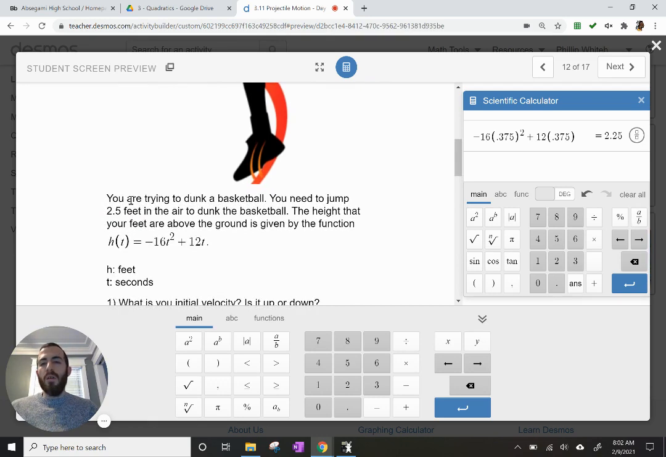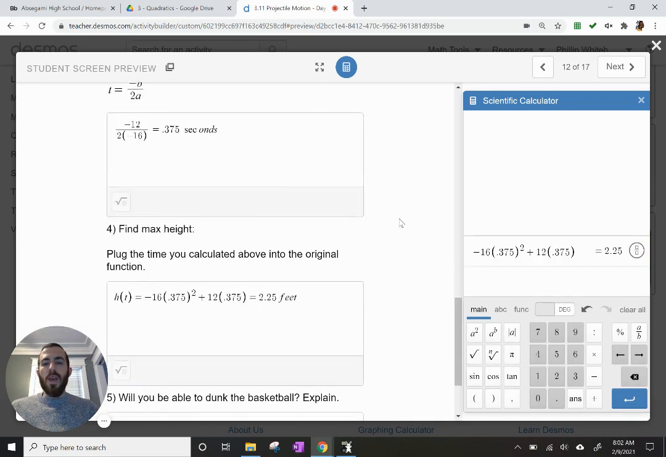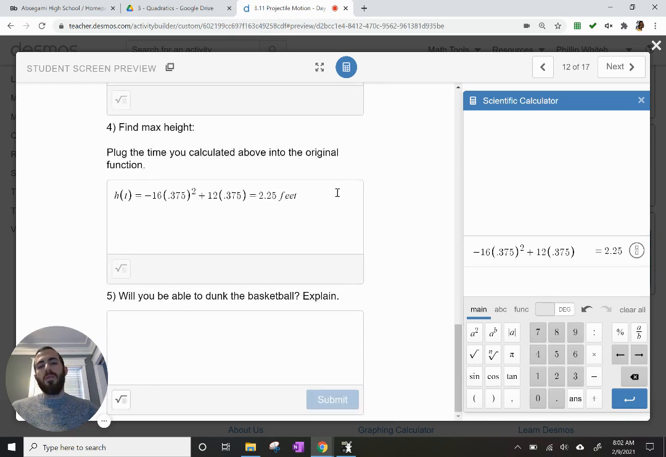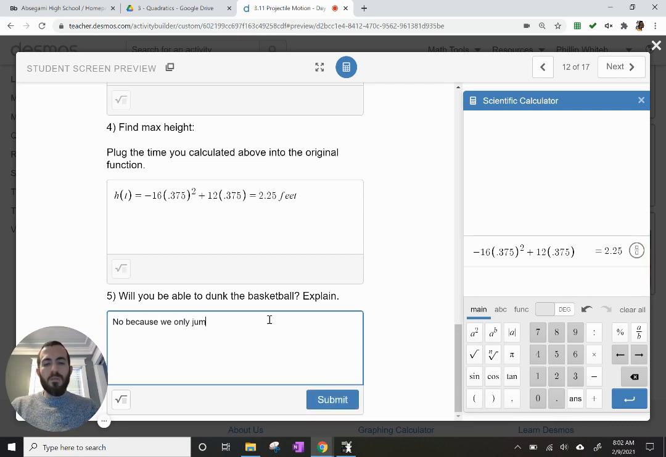Now the basketball hoop is 2.5 feet. We only ever reach 2.25. So we never reach the 2.5 we need to dunk. So it's going to be no, because we only jump 2.25 feet when we need to jump 2.5 feet. So obviously we need to work on our jumping abilities.